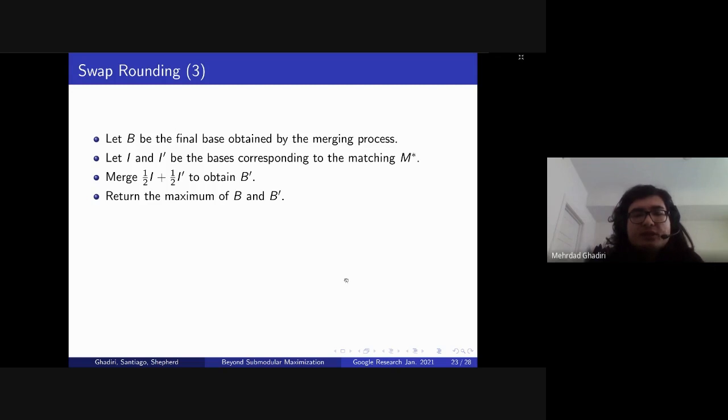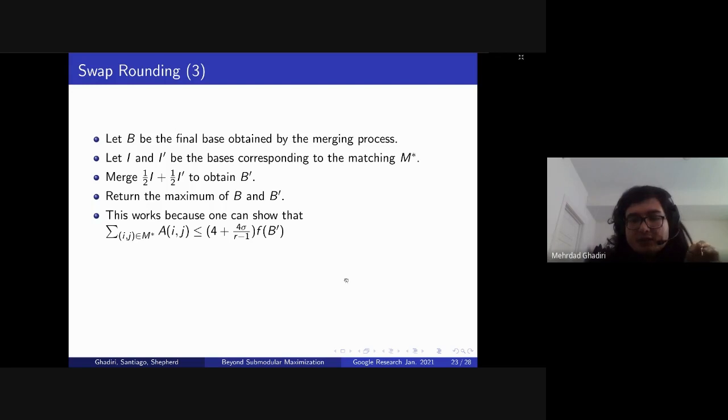So why does this work? The reason that this works is that the sum of the weights of that matching is bounded by some factor of f of B prime, where B prime is the result of merging half of I and half of I prime.